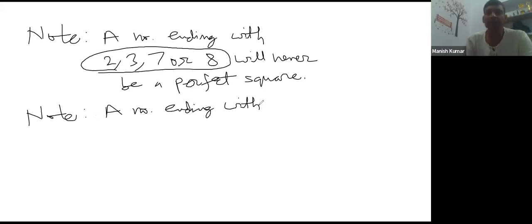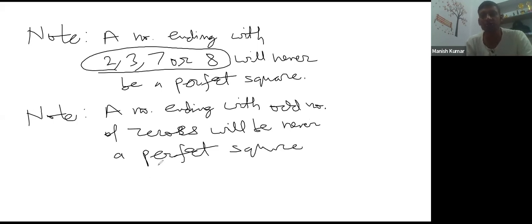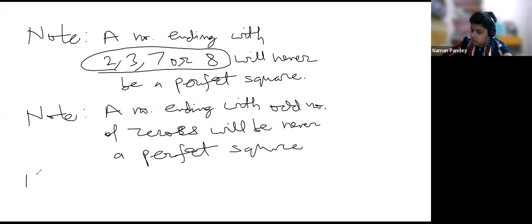A number ending with an odd number of zeros will also never be a perfect square, because we know that for 100 we can find the square root as 10, but if we are given 1000, we can't find the perfect square root of it, isn't it? Written?